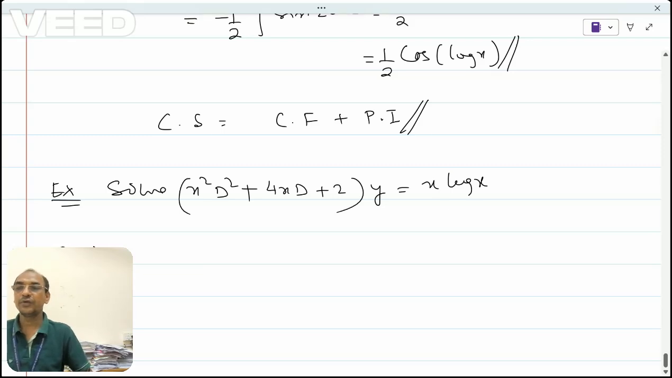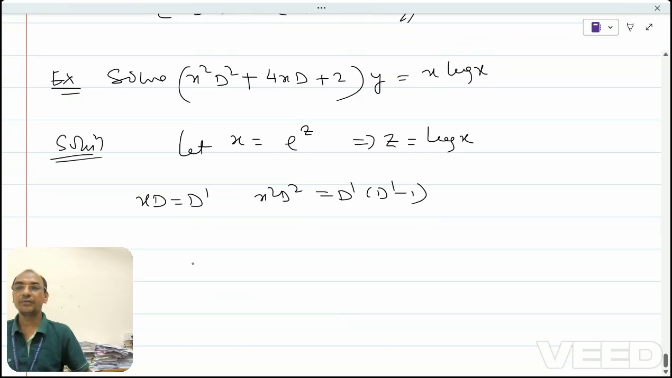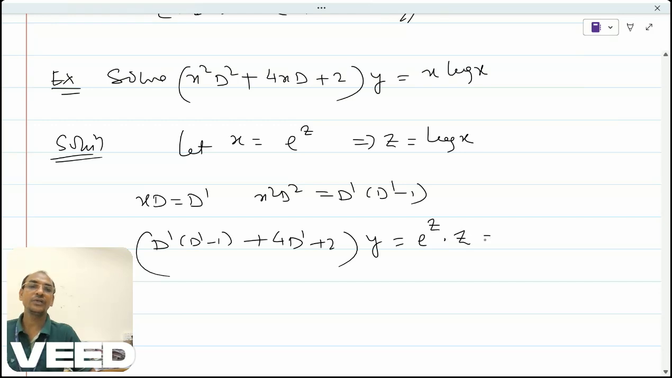So here also we will use the transformation x equal to e to the power z, and wherever z will be there we will put log x, and because of this transformation xD will be D dash and x square D square will be D dash into D dash minus 1. And if you put here, what we will get, we will write here D dash into D dash minus 1 plus 4D dash plus 2 of y equal to x, where x equal to e to the power z and log x equal to z.